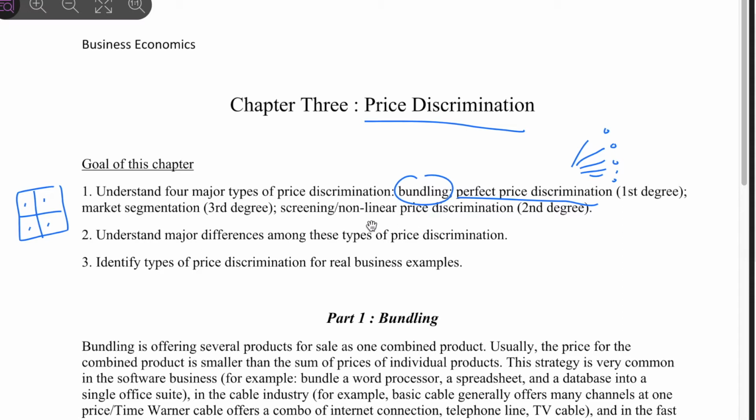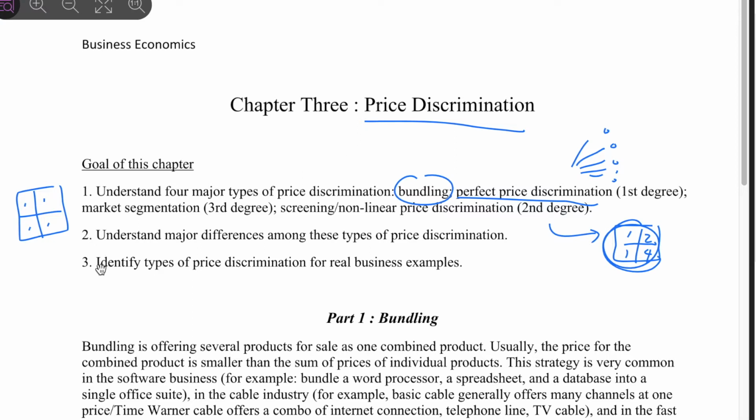And third, we have screening, which works not by individuals but by options, right? We have option 1, 2, 3, 4, and you're going to choose which option you like the most. So for the first and third degree, it's predetermined by the producer, but in the second degree we decide which option we want to choose. We're going to look into detail in a few minutes.